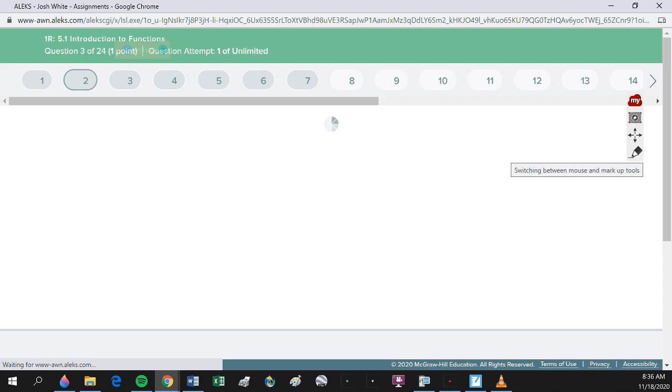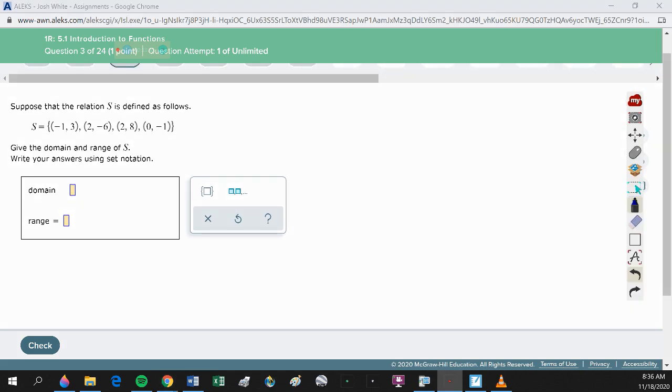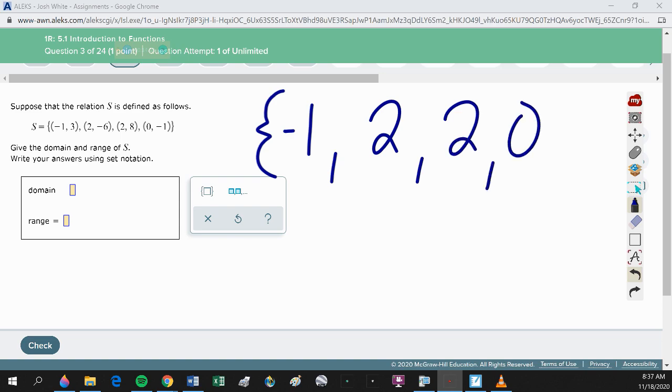Okay, here's number 3. 3 wants to know, what is the domain? So we just list all of the x's, but see these funky parentheses? You have to use these funky parentheses. So what is the domain here? -1, 2. Okay. Do I need to list the 2 twice? No.